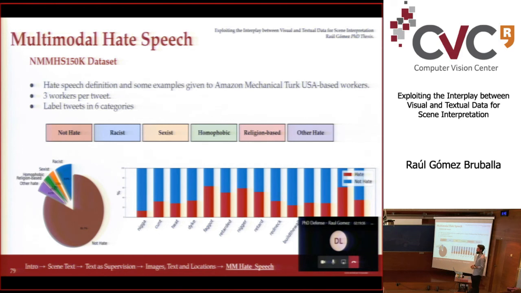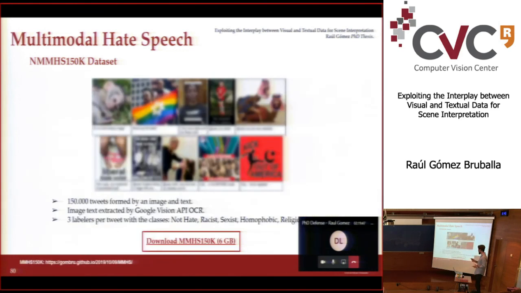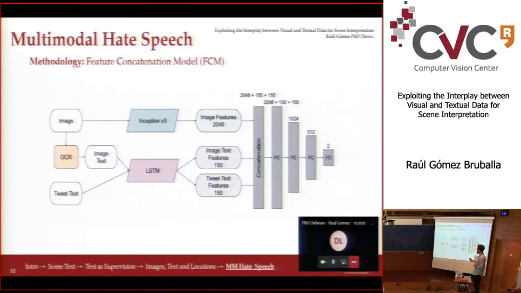We ask 3 workers to label each tweet in one of 6 categories: not hate, racist, sexist, homophobic, religion-based, or other hate. And we create this data set. We have 150,000 tweets formed by image and text. We also extract the image text, in case there is one, with OCR, and we make this data set public. And we conduct some experiments with different models.